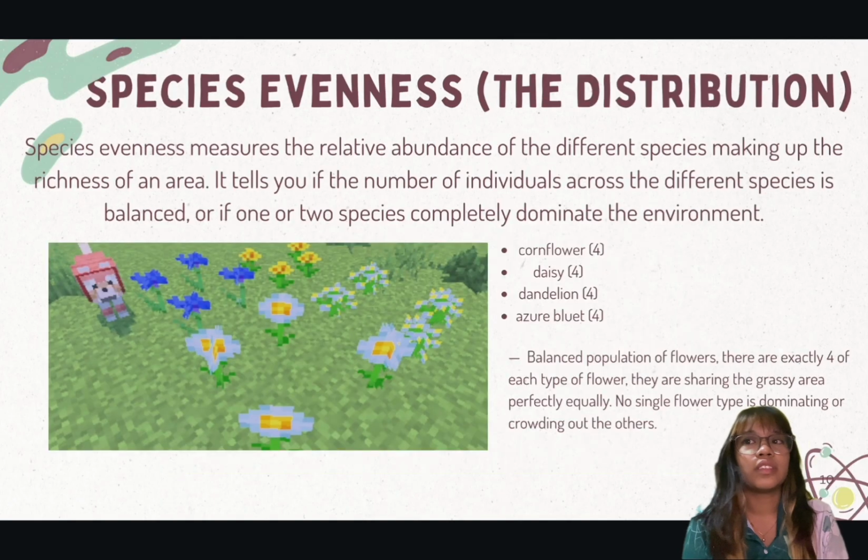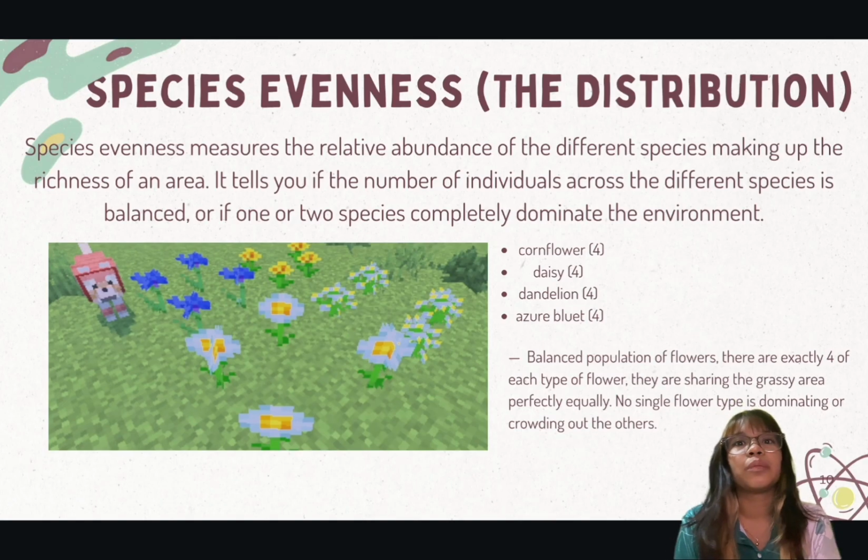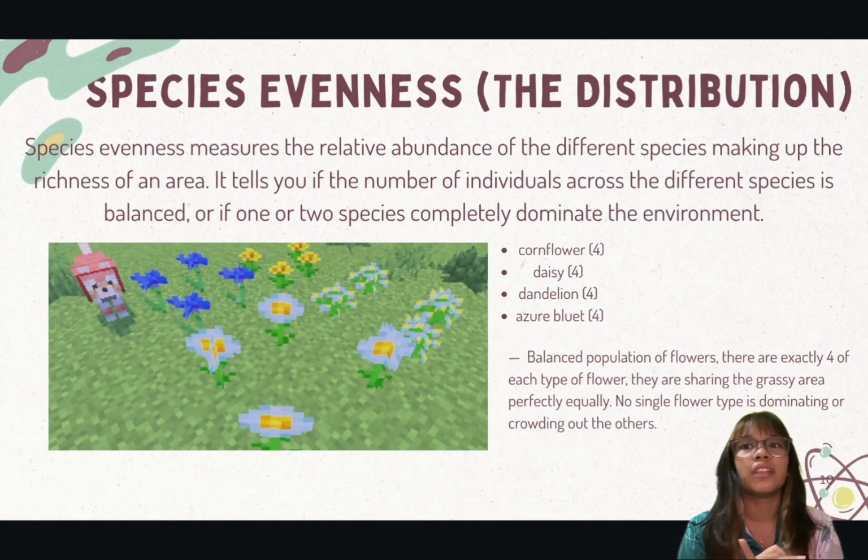And the next one is species evenness or the distribution. It measures the relative abundance of the different species making up the richness of an area, meaning the number of individuals across the different species is balanced. Let's say for example yung nasa picture, meron siyang different types of flowers, merong apat na cornflower, daisy, dandelion, and apat na azure bluet. Masasabi natin siyang balanced population of flowers kasi there are 4 of each flower na nasa isang area na walang ibang flowers ang nagdo-dominate or nagka-crowd.